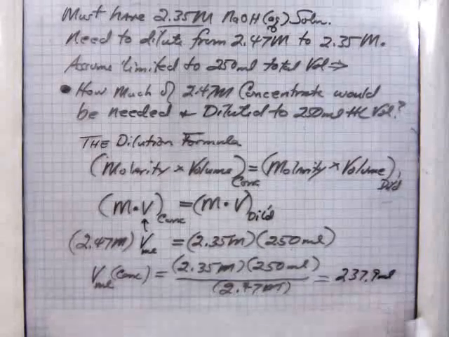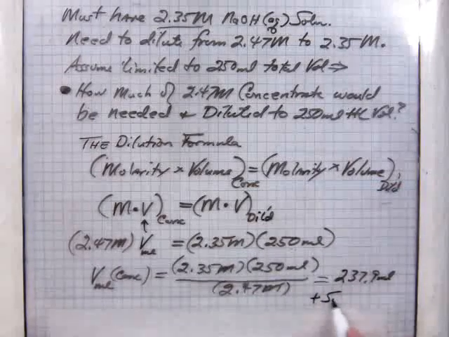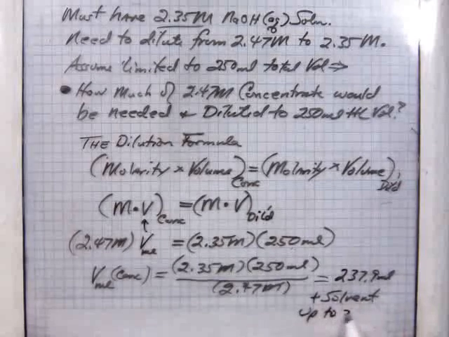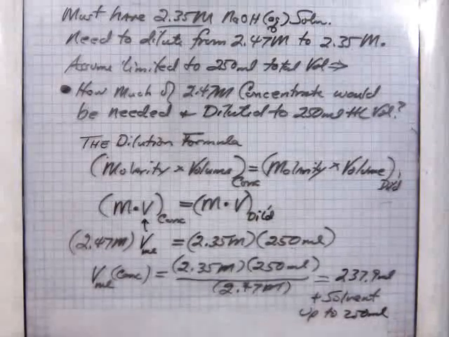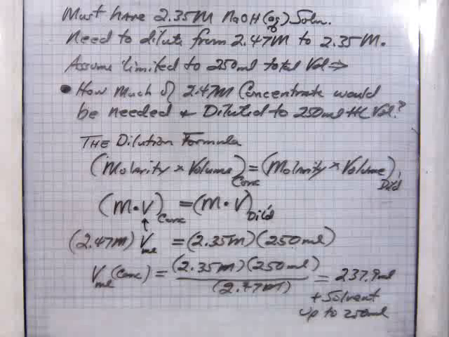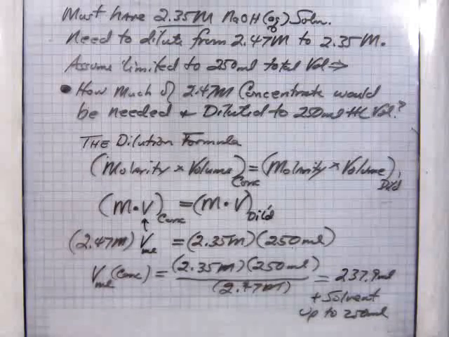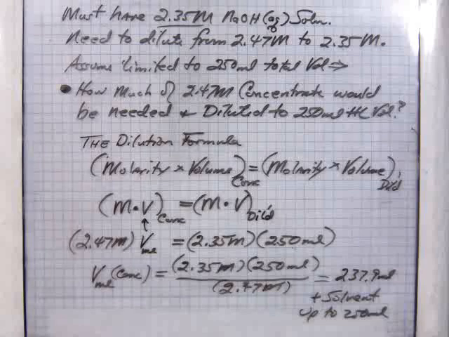237.9 milliliters plus solvent up to 250 mils total final volume, like that. So what have I just given you? One is how to make a solution from a solid stock and how to adjust that stock concentration if you shoot above or below. If you shoot under it, well, of course you can shoot over but not under and still use the dilution equation.